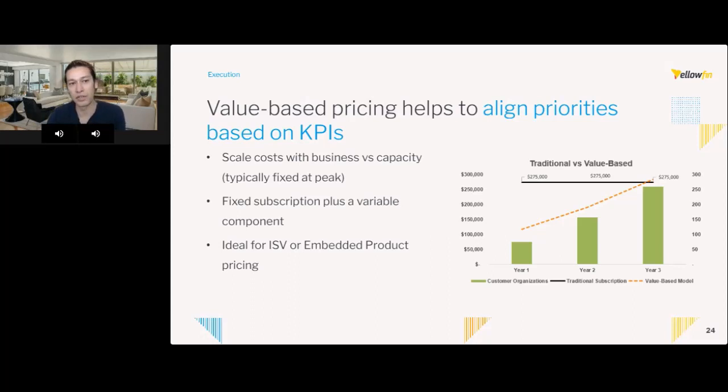So I encourage you, as you're looking to make your business case for embedded analytics, look into value-based pricing models and try to align your priorities with the priorities of your analytics vendor through this type of pricing model.